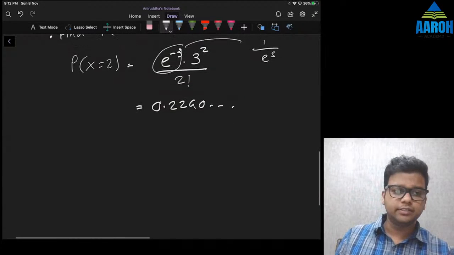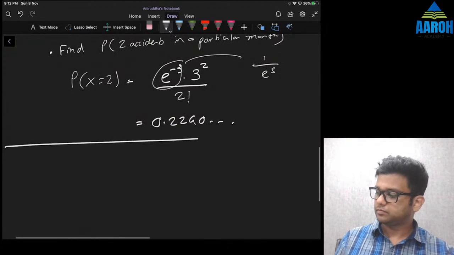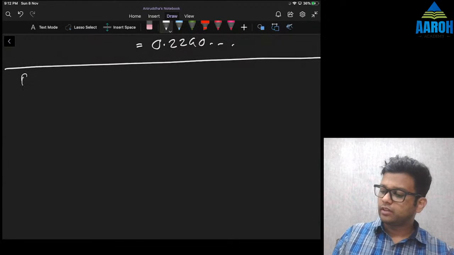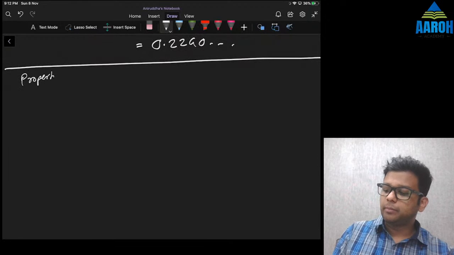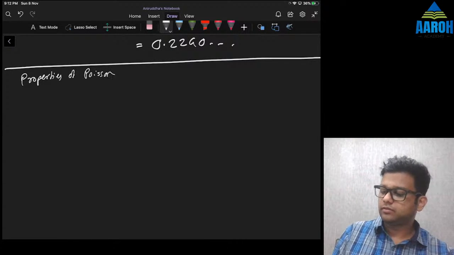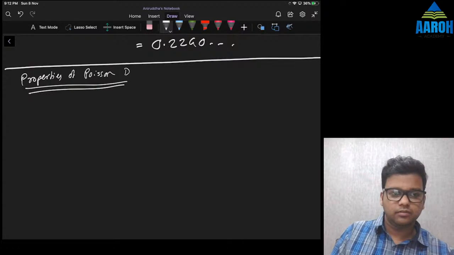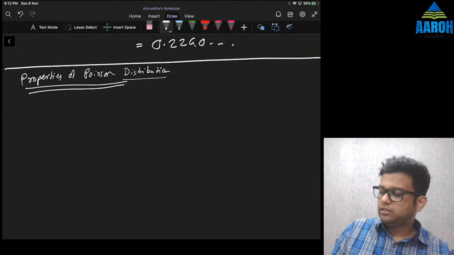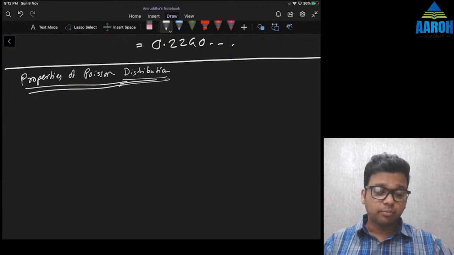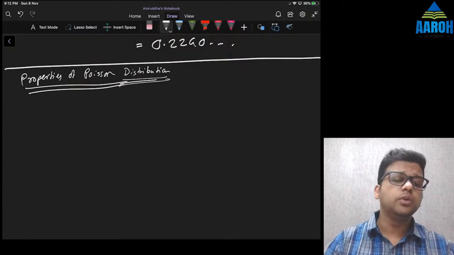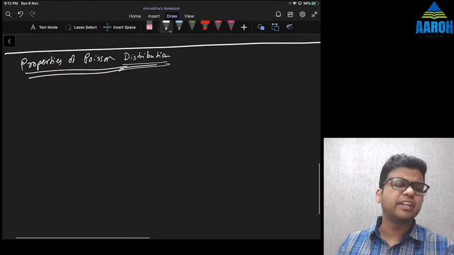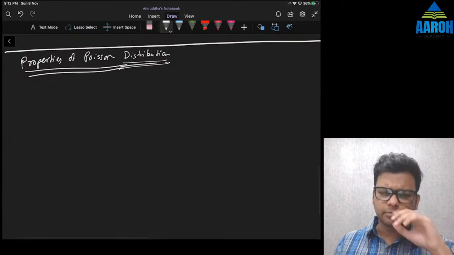Check if everyone's got this. If yes, let's go to properties. Correct, Sukanya, good. Let's go to properties of Poisson distribution. Now we'll go through properties, then we'll go to questions of binomial and Poisson together. What different kind of questions can come? We'll just skip through solved examples.